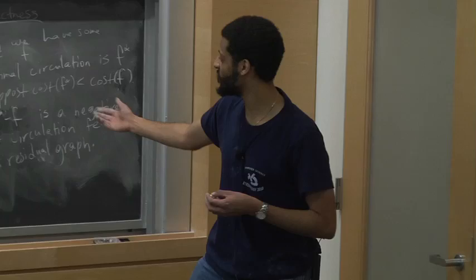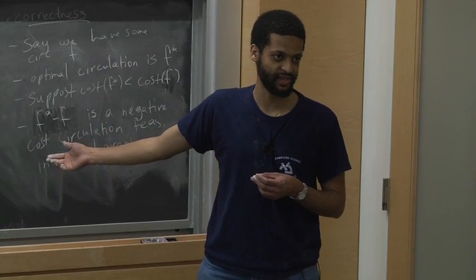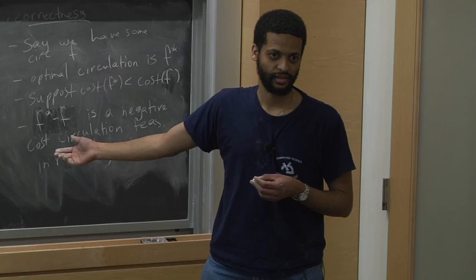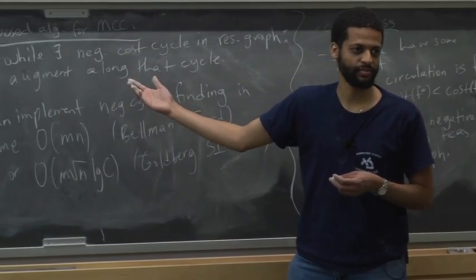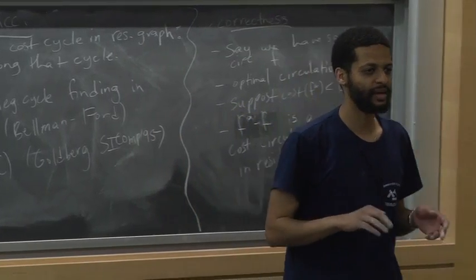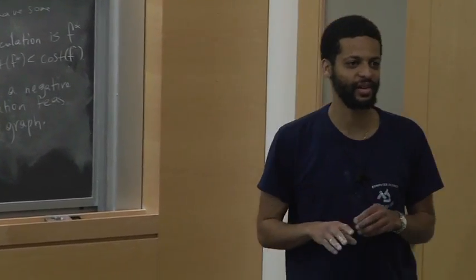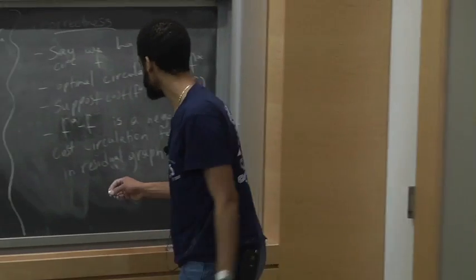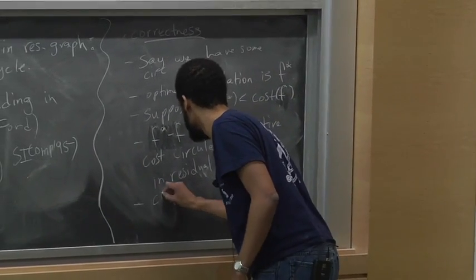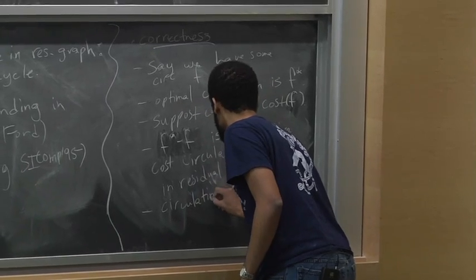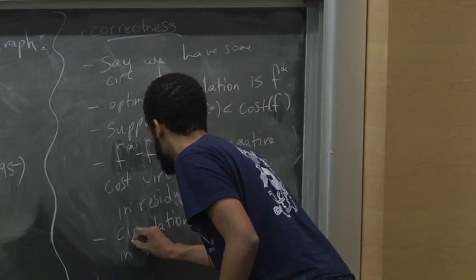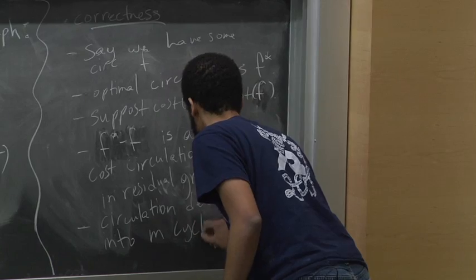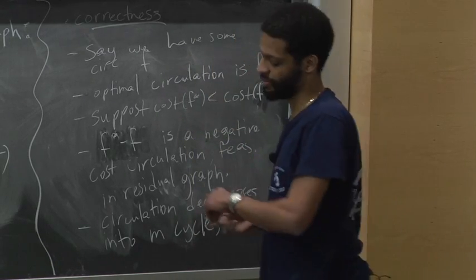And if the circulation in total is negative, it means one of those cycles is negative. So if you search for a negative cost cycle, there will be one, and you can augment by it. In fact, they had better all be negative, otherwise there's no point in including them in your circulation. A circulation decomposes into M cycles, so one of them is negative. We'll find it. Great.